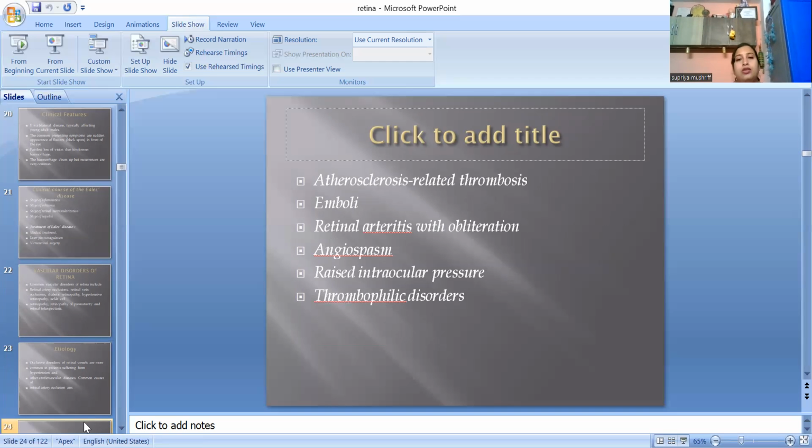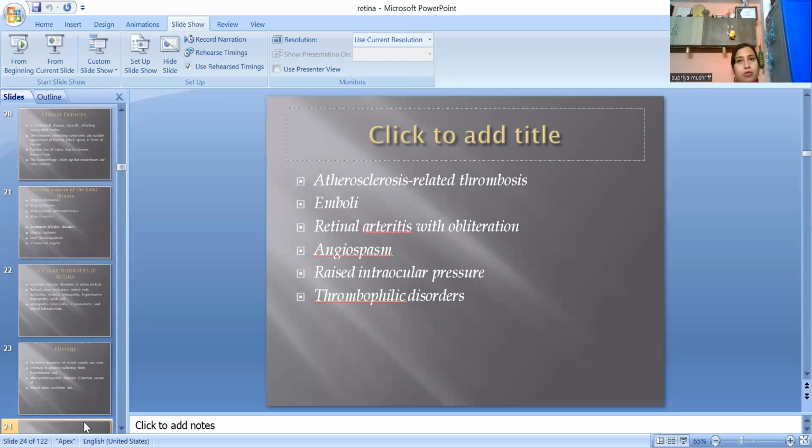To start with, as we all know, why are arteries occluded? The first and foremost important reason is atherosclerosis, atherosclerosis-related thrombosis. Then second is emboli. Whether it is fat emboli or various other types of emboli, any emboli can cause central retinal artery occlusion or branch retinal artery occlusion. Another important etiologic factor for artery occlusion is retinal arteritis with obliteration, that is inflammation of arteries.